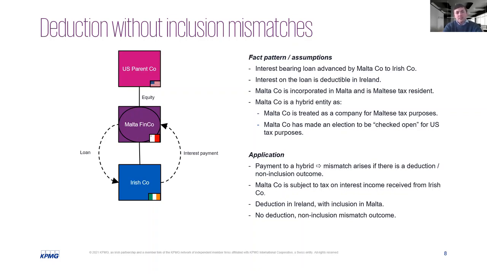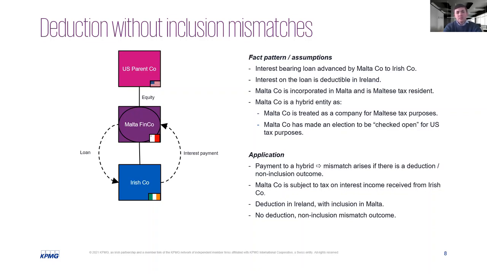In this case, the Maltese company is a hybrid entity, as it is a company for Maltese tax purposes, but it's made a check-the-box election. And so it's considered disregarded from a US tax perspective. Because we're making a payment to a hybrid entity, we need to consider if we have a deduction non-inclusion mismatch outcome. Here we have a deduction for the interest payment in Ireland, but the income is subject to tax in Malta, and so we have inclusion at the level of the Maltese company.